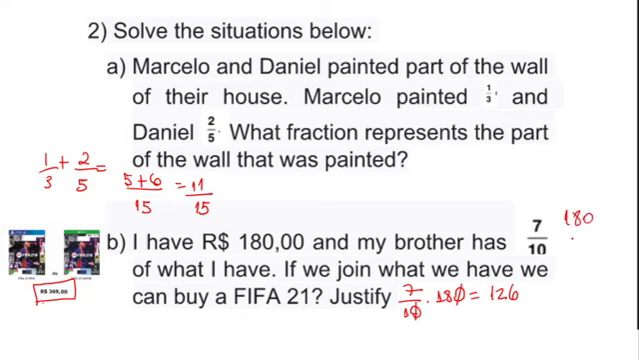If I add what I have plus what my brother has, I will have 306 reais, but FIFA is 369. So it's not possible to buy. It still misses. I do the subtraction. I still need more 63 reais, right, to buy FIFA 21.